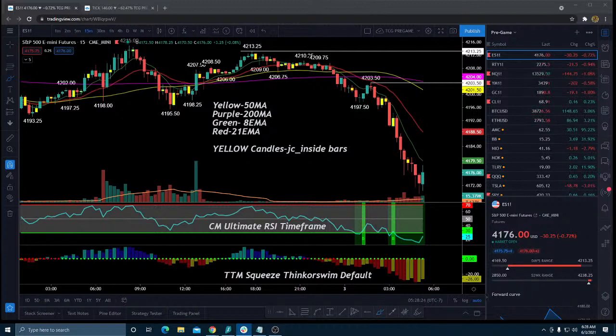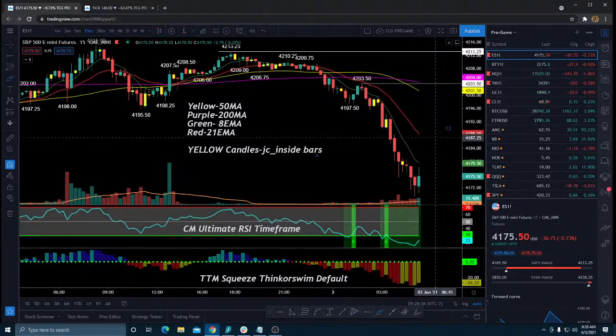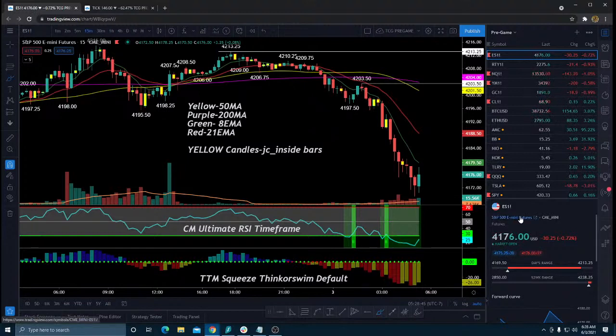Awesome. And again, I hope the resolution is better than what it used to be now that I'm on a new system. Shouldn't be fuzzy at all. We'll get started shortly. If you want my screen set up, you can screenshot it now. My chart set up: these are my moving averages. The yellow candles are JC inside bars. My RSI is the CM Ultimate RSI, and then I used a TTM Squeeze, ThinkorSwim default, to measure the pressure cooker of price to see if we are building pressure for potential incoming volatility.